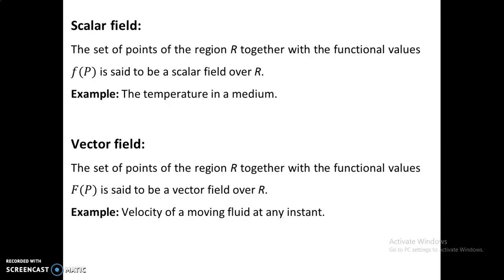That means the set of points of a region R with a vector point function is what we call the vector field over that region R. For example, the velocity of a moving fluid at any instant of time contains magnitude as well as direction, which holds good for the vector point function definition, and corresponds to any set of points of the region R. That is what we call a vector field.